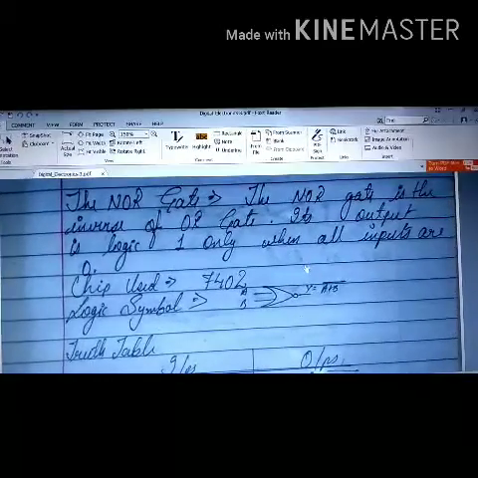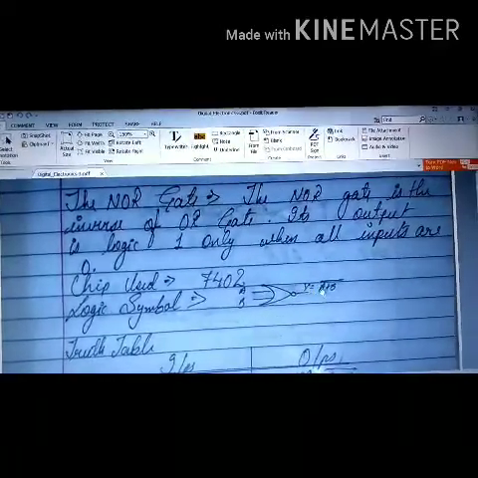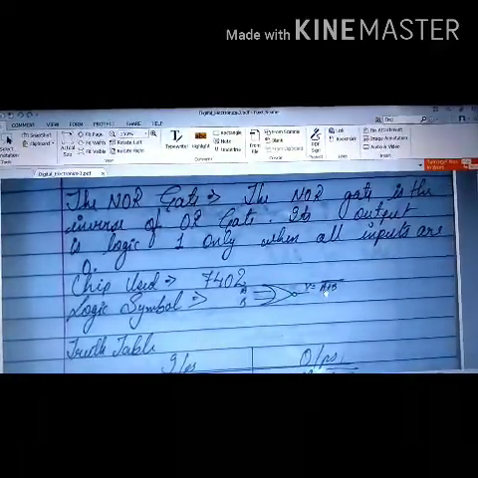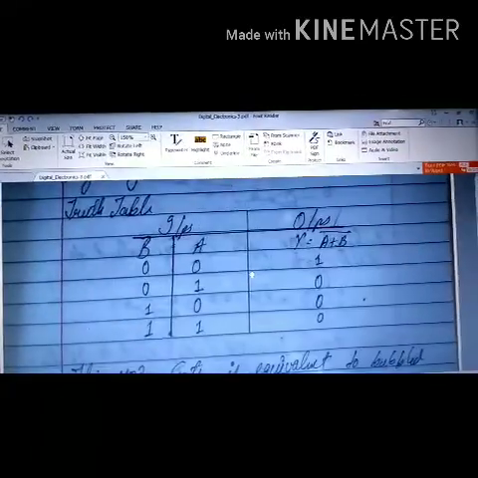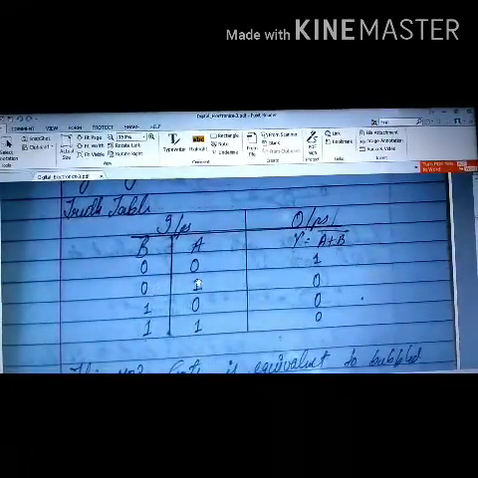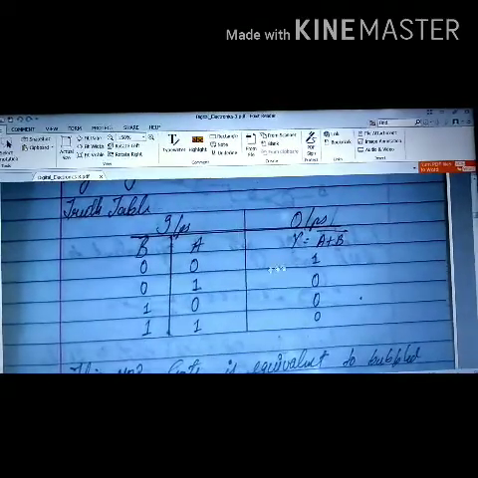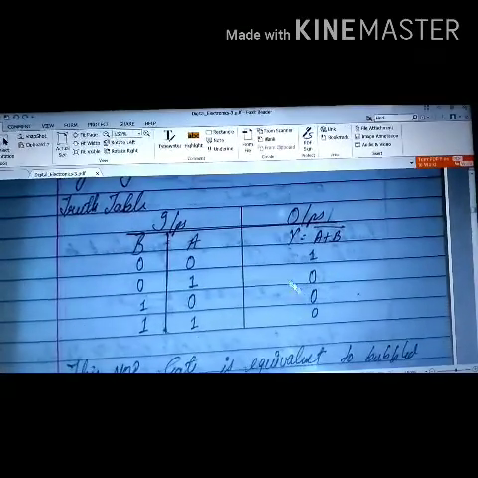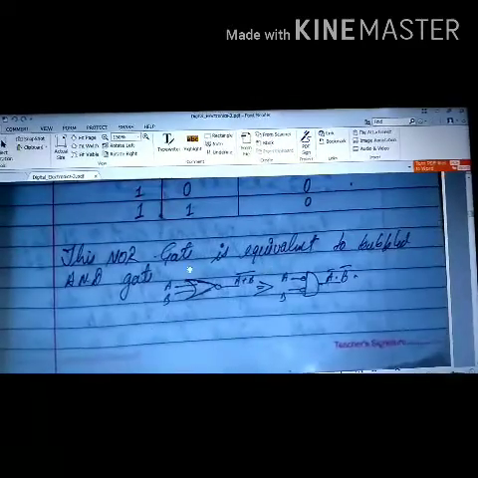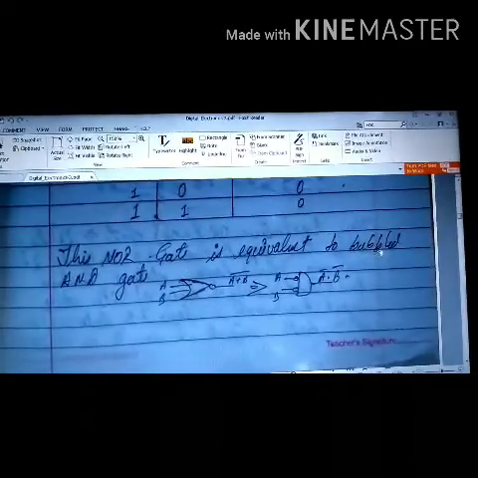Logical symbol is present here where A and B are inputs and Y is the output, and it will be equal to (A plus B) whole bar. The truth table is something like this: 0 0, 0 1, 1 0, 1 1. So only when both A and B are 0, the output will be 1, otherwise it will always assume a logic state 0. NOR gate is equivalent to a bubbled AND gate.